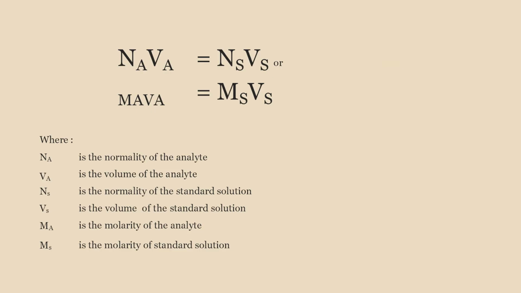Okay, so this one is just showing us the equivalence of the concentration and volume of the unknown and the standard. So when you say the normality of the standard solution times the volume of the standard solution, it is equal to the normality of our analyte times the volume of our analyte. So that would be the same for the molarity. So molarity of our analyte times volume of our analyte is equal to the molarity of our standard solution times the volume of our standard solution.